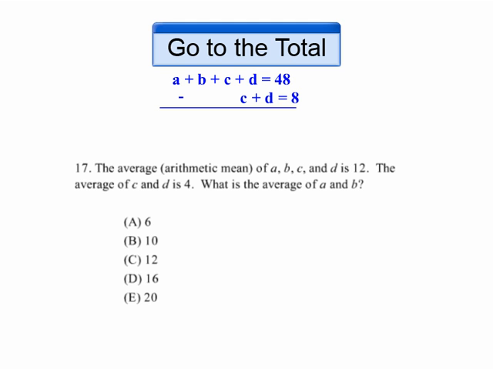And if we subtract C and D from A, B, C, and D, we're left with A + B = 40. But remember, we want the average of A plus B. So (A + B) / 2 is 20.